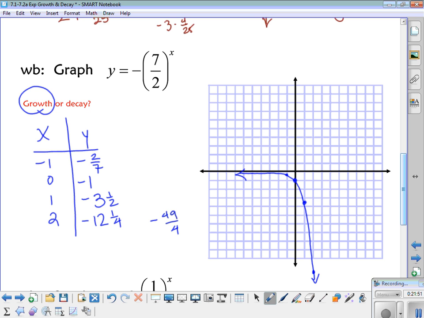Okay, and so that's what your graph should have ended up looking like. All right, so any questions? We're all good? Okay, that's it for today then.